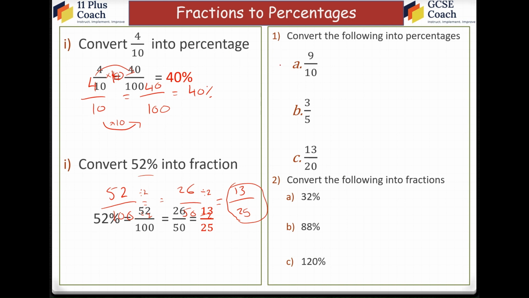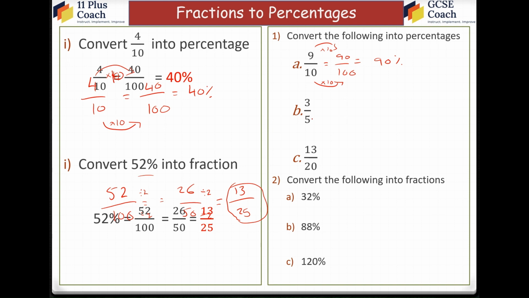Hopefully you had a go at these questions. 9 over 10. To make it into a percentage, you try to get the fraction, the denominator, over 100. In this case, it's 10 to 100. You times it by 10. You times the 9 by 10. You end up with 90 over 100, which is 90%.